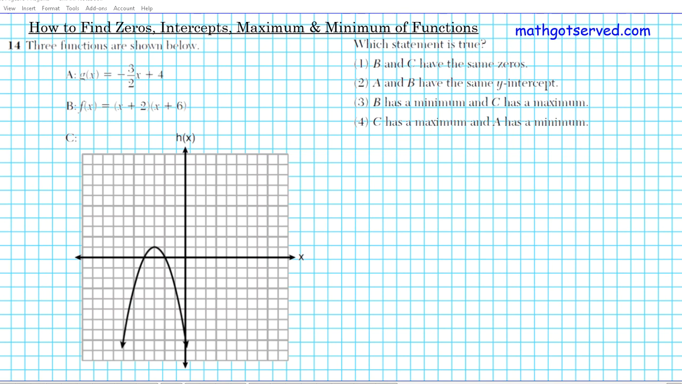Question 14 reads, three functions are shown below. So we have three functions here, A, B, C. A is a linear function in an algebraic form. B is a quadratic function in factored form or zeros form. And then option C is another quadratic function presented in graphical form.